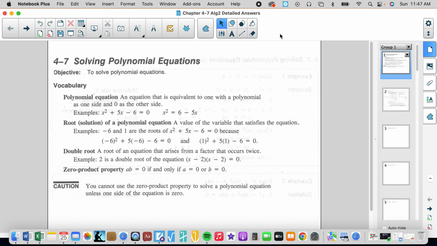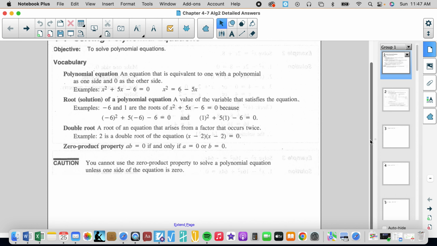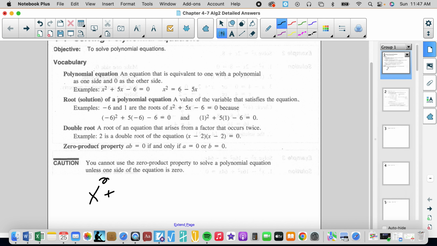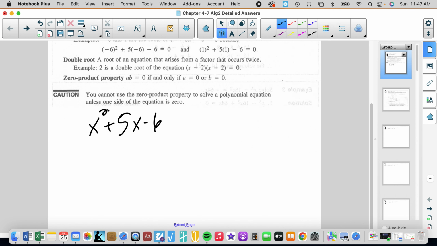This is chapter 4-7, solving polynomial equations. So we kind of ask the question, well, why are we turning these expressions, something like the expression x squared plus 5x minus 6, into the product of two binomials? What's the reason behind that? Why is this expression better than this expression?